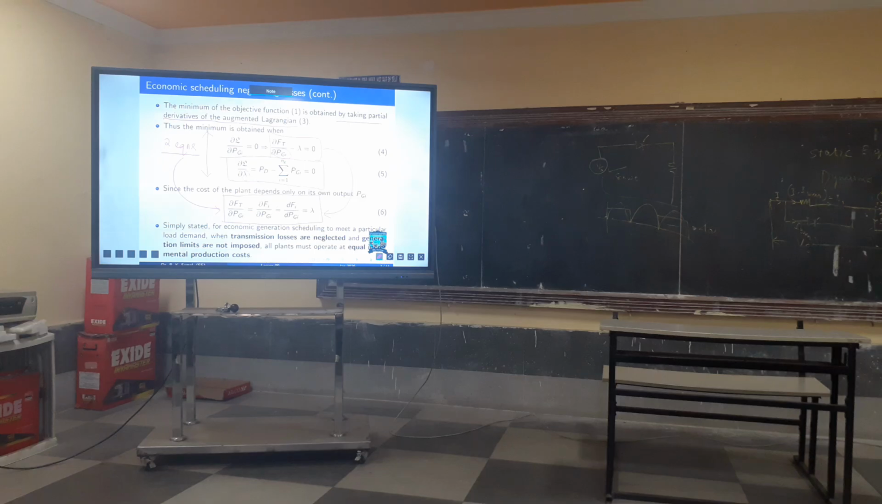What is the condition for optimal operation? Ratio, not loss. What is there? ∂F by ∂PG. What is that? That is known as incremental cost.